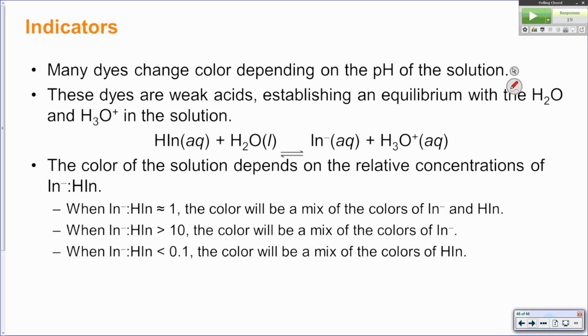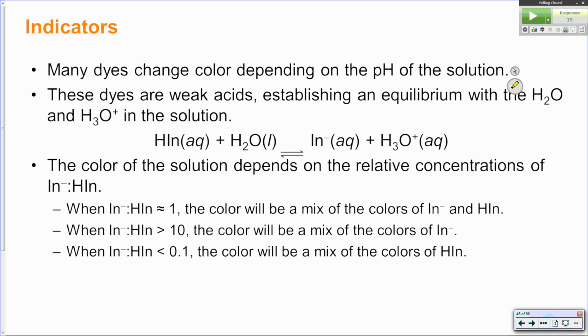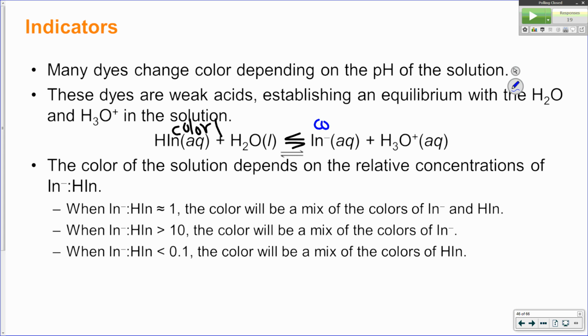So indicators are simply acids or bases themselves that undergo some type of rearrangement as a function of pH. And whenever they change, what happens is they change color. So with the ionization event, there is a color change that will occur. So it's a color 1 versus color 2 situation after the ionization event.